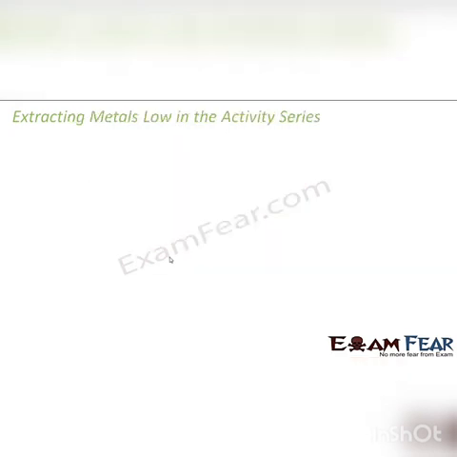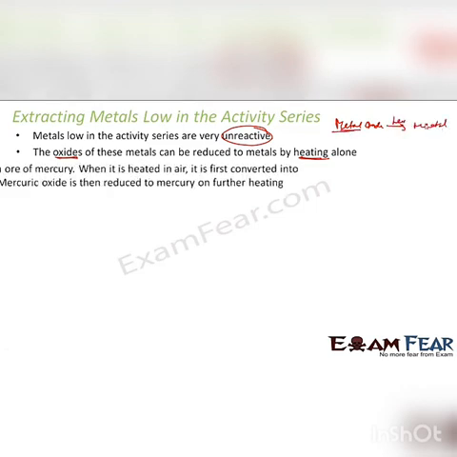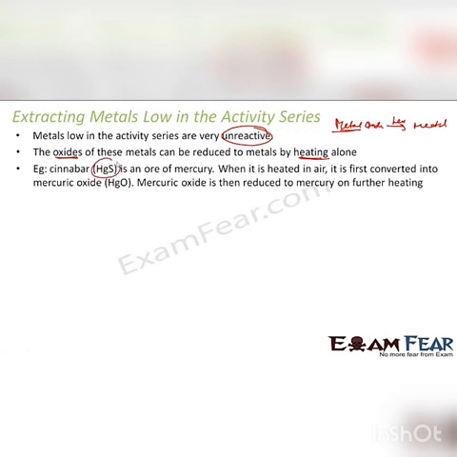So let's start with the low reactive elements of metal. So if you see, these metals are very unreactive, and sometimes if you have oxides of this metal, you can just heat it. Just by heating only, if you have metal oxide for the low reactive, you just heat it, you get metal. We'll explain that. For example, you have HgS called cinnabar, one of the ores of mercury. When you heat it in the air, it becomes HgO. When you further heat it, it becomes mercury.